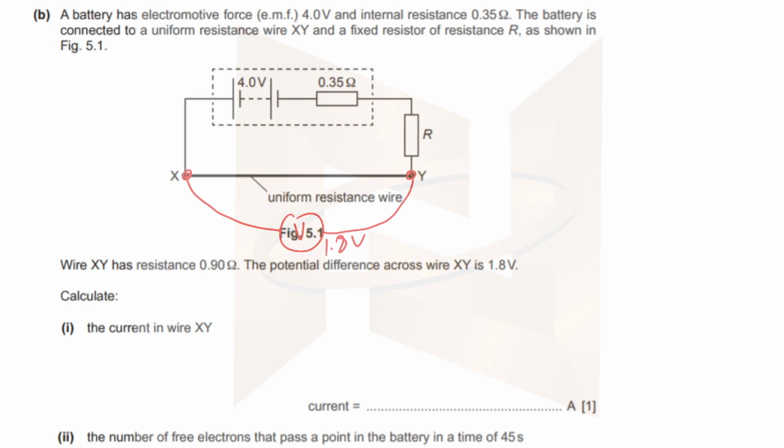And you know the resistance, so you can calculate the current using V = IR. 1.8 is only in this part of the wire, which has a resistance of 0.9. So 1.8 = current × 0.9, and the current therefore turns out to be 2 amperes. Please try to understand. A lot of you make this mistake. You put 1.8 as the voltage, and you end up putting the resistance as the total resistance of the circuit.